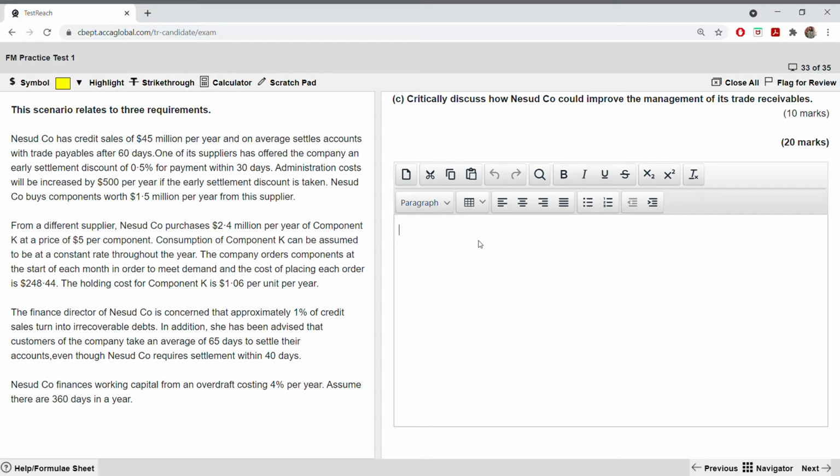When it's for 10 marks, you are supposed to write 5 points. 10 divided by 2, 5 points. For explaining those 5 points you will get 2 marks each. So 5 into 2, that's how you get the 10 marks. Now what are the 5 points?